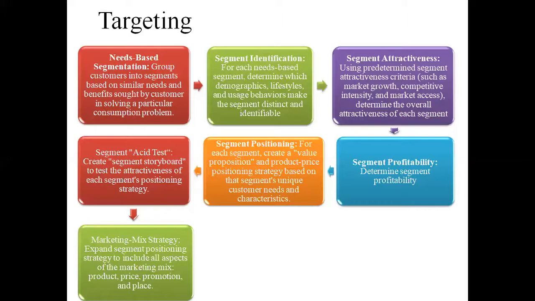So for each segment which we have divided, we need to create a storyboard and check the attractiveness for each segment. And finally, we need to decide the marketing mix strategy like product, price, place, promotion. So expand the segmentation positioning strategy to include all aspects of the marketing mix. We need to see all aspects of the marketing mix here.